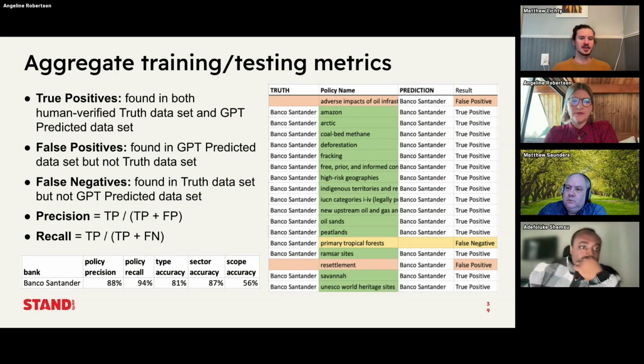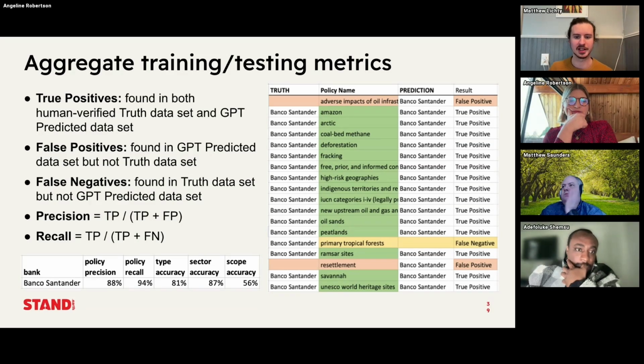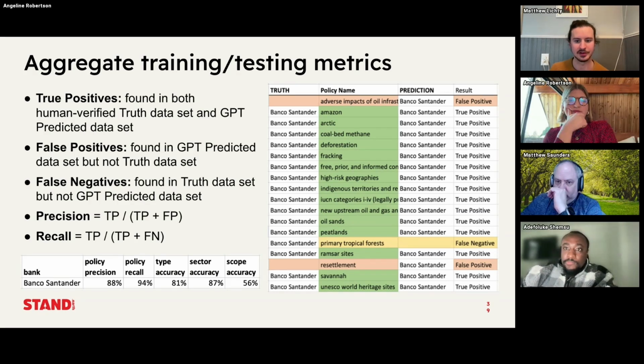From these measurements, we can calculate precision, which asks the question, how many predicted policies are true? The equation for this is true positives divided by true positives plus false positives. So in this case, it's really the false positives that count against the precision score. And we calculated recall, which asks how many of the true policies are predicted. The equation for this is true positives divided by true positives plus false negatives. So it really looks at the number of false negatives.